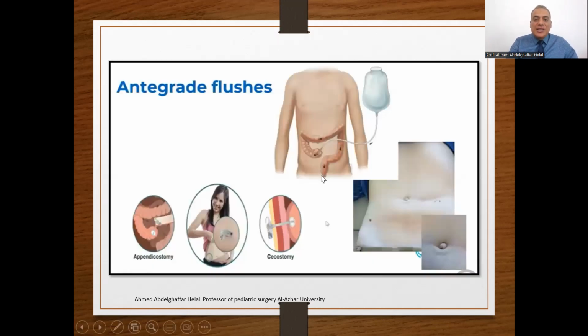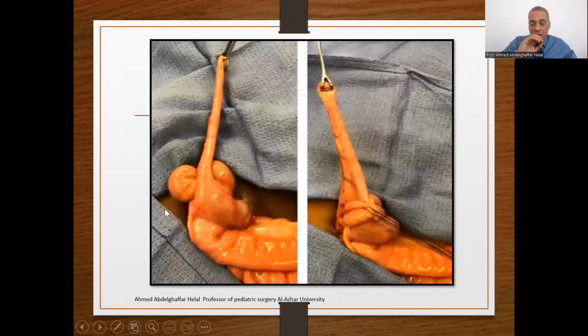As we see, this is the idea for the Malone procedure. We perform the enema through the appendix and wash all the colon, and perform it open or laparoscopically and put it in the umbilicus. This is the cecostomy, bringing a plastic tube through the cecum, through the abdominal wall. However, it necessitates the presence of the tube all the time to wash the colon. It's very important. This is an example of the appendix taken for the Malone.